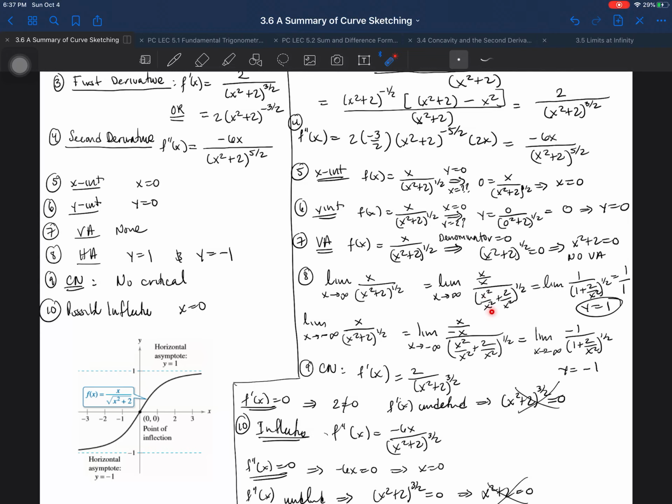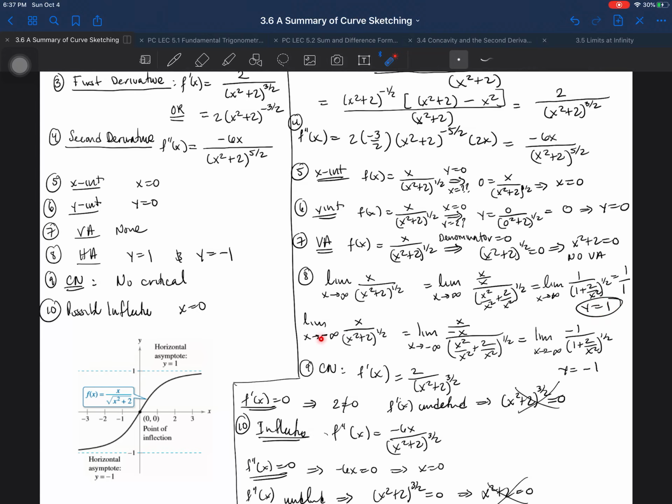So x squared over x squared plus 2 over x squared. When you simplify this, it will give us 1 all over the quantity 1 plus 2 over x squared to the 1/2. As x goes to infinity, this will turn into a 0. So we have 1 over 1, which gives us 1. So the horizontal asymptote will be 1.